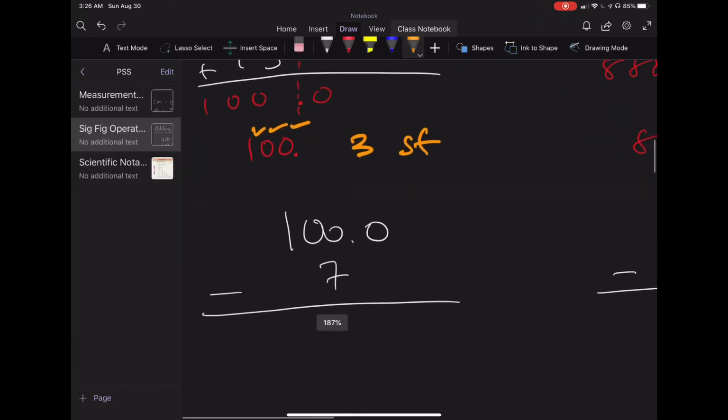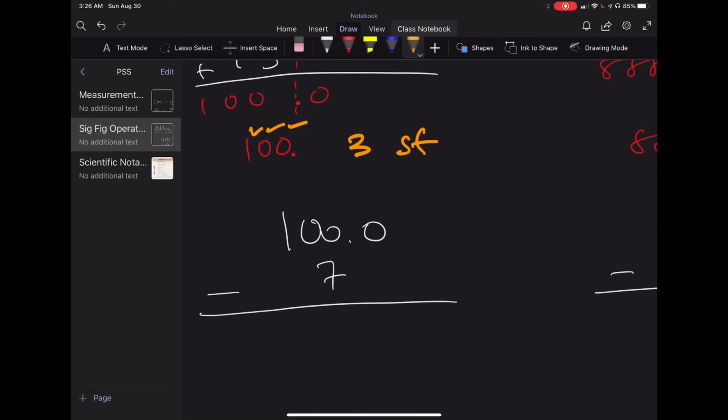Now just a few with subtracting. So 100.0 minus 7. The rules are still the same, adding and subtracting. We're going to draw a little dashed line. 100 minus 7, we get 93. So 93, and I'll be more specific, 93.0, but that 0 part, we're just going to toss away, so it's just 93. The 100.0 had 4 sig figs. The 7 only had 1 sig fig, and the 93 has 2 sig figs.